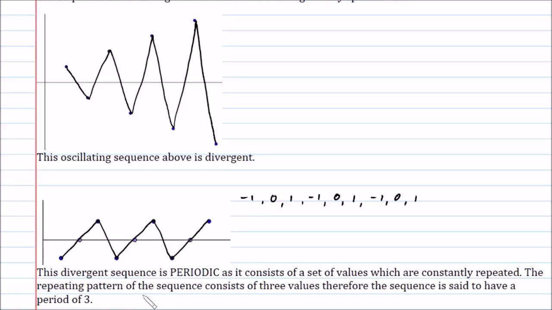The repeating pattern of the sequence consists of 3 values. Therefore, the sequence is said to have a period of 3. So these 3 points make up your period. The period is 3. If I obviously had a 4th point, which was included in my repeating pattern, the period would be 4. So we can have a periodic sequence which is divergent, an oscillating sequence which is divergent, or we can have the example we had from number 1.